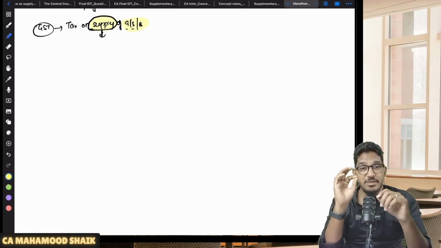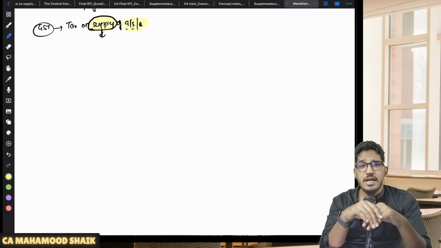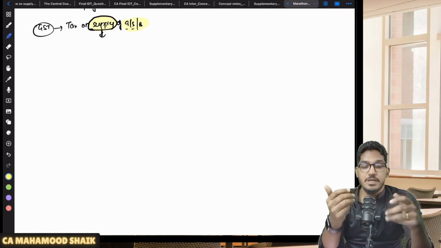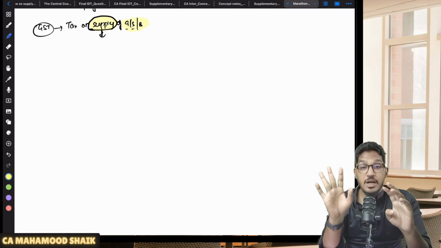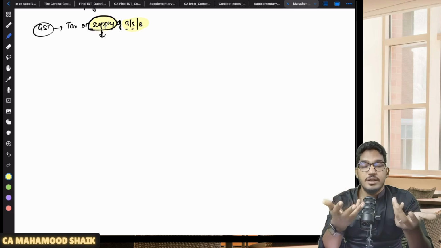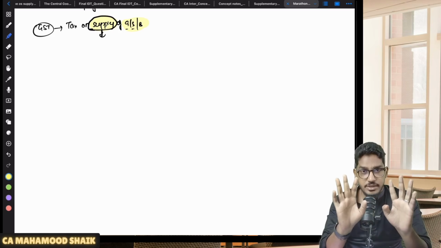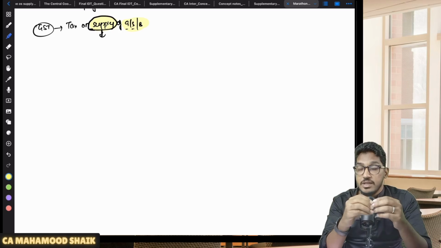There must be a taxable event. Sir, what is a taxable event, sir? Supply. Supply should have taken place. Just because goods are there, government will not impose GST. Just because you have the ability to provide the services, government will not impose GST. The government will try to impose GST only when you have supplied those services.